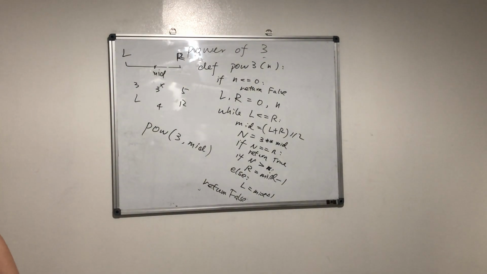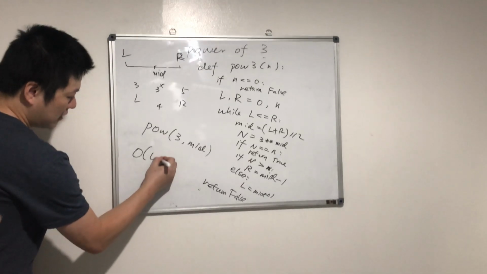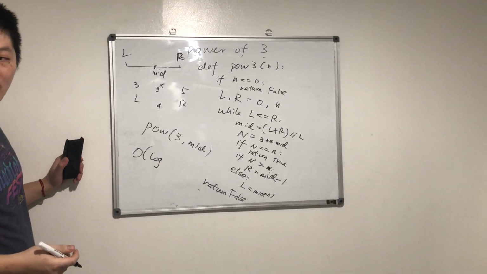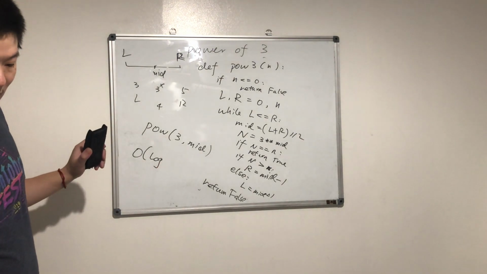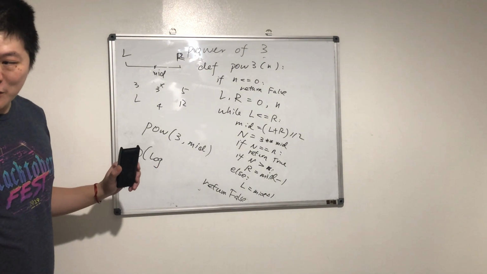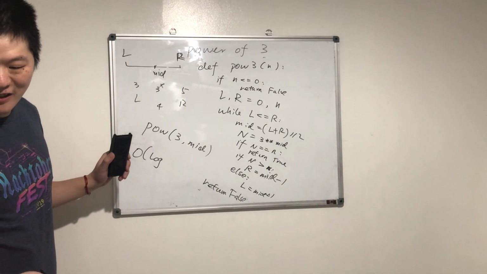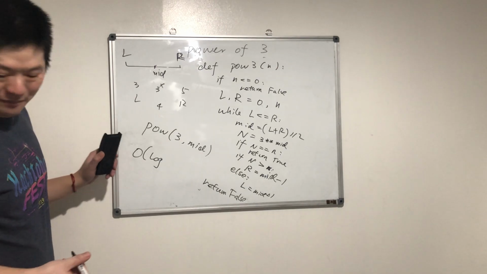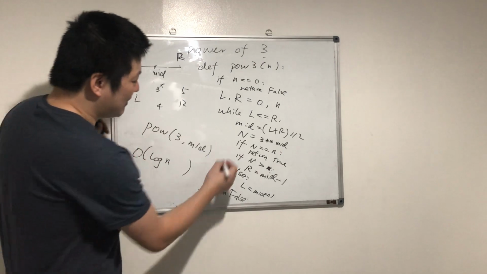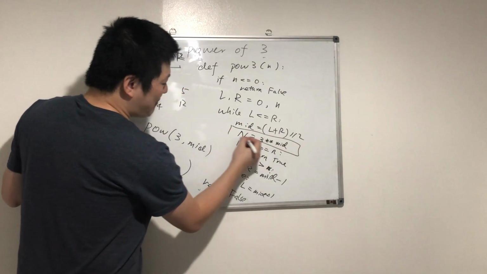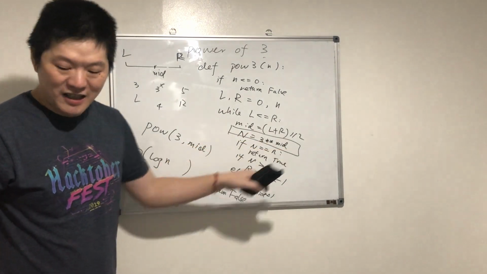What's the time complexity? Log n? Binary search is log n, so log 2n. However, look at this. This needs time, right? 3 to the power of mid, three to the power of mid.